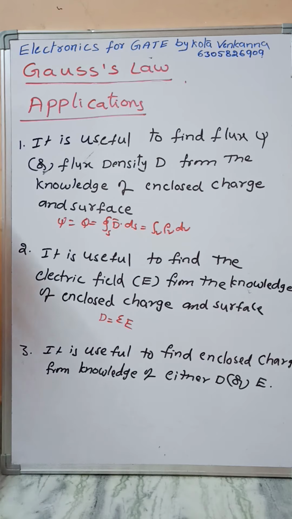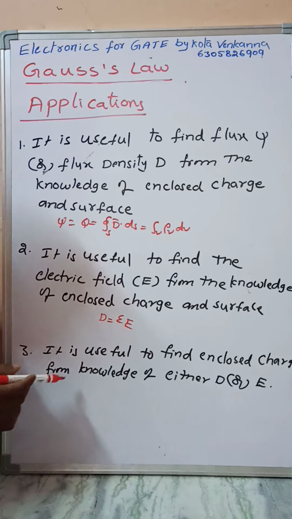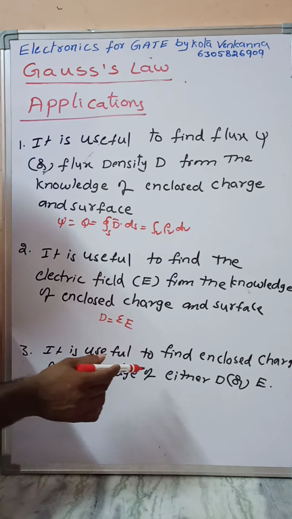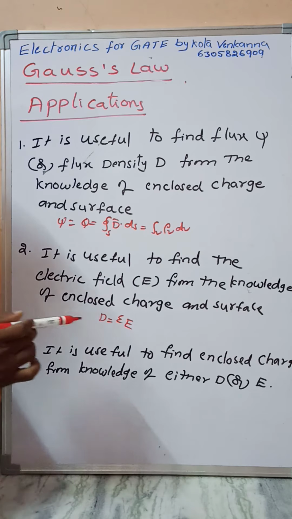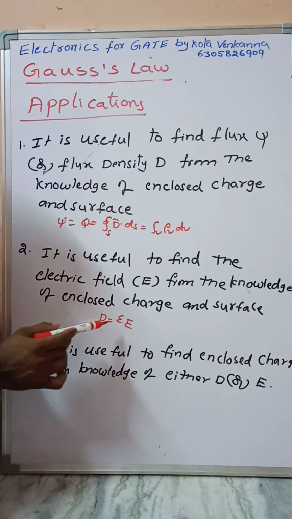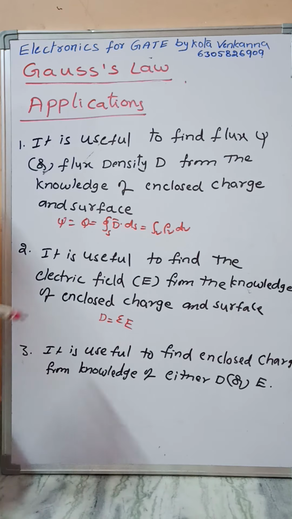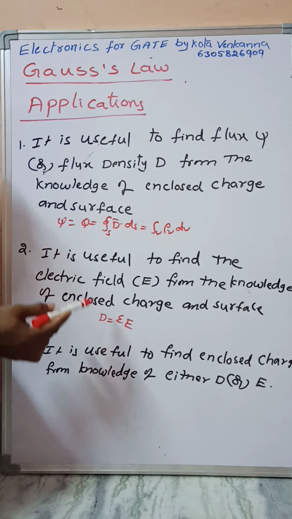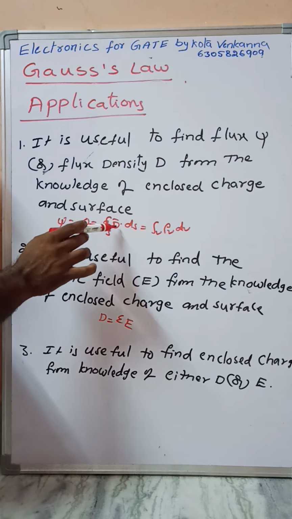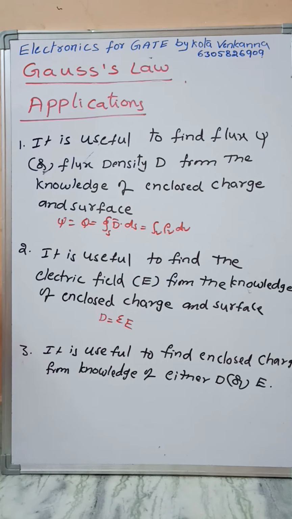And the third application is that it is useful to find the enclosed charge from the knowledge of either D or E. If you know the value of D or E, it is easy to find out Q, the enclosed charge. If you know the value of E, then it is possible to find D. If you know the value of D, then by using this equation it is possible to find Q. So these are the basic applications of Gauss law.